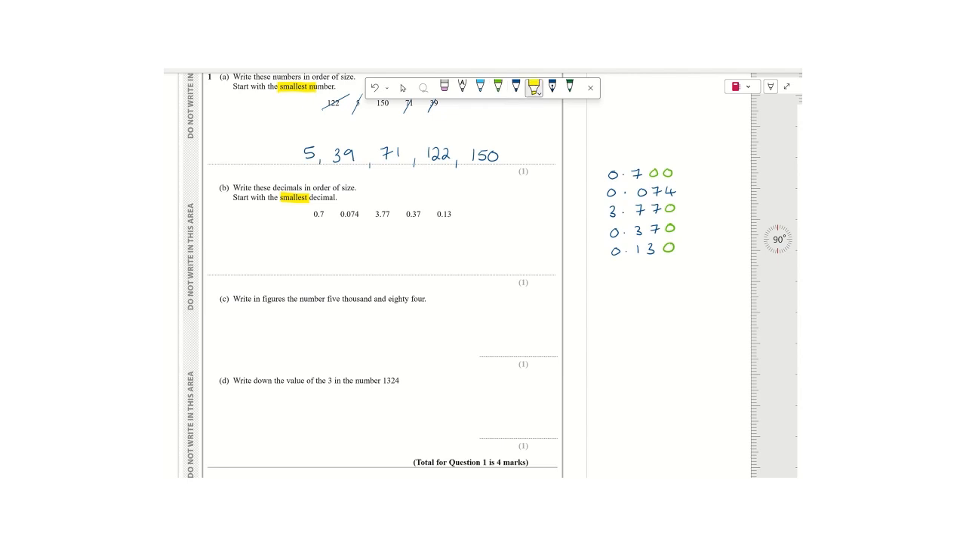So I think we can see probably that this number is the biggest one because it's the only one with a 3, so it's going to be at the end. If we look and see what else is going on, this number here is the only one with a 0 in the 10th column, so that's got to be the smallest number. So that's 0.074 is what we're going to start with.